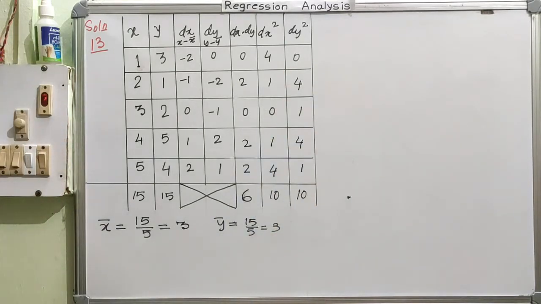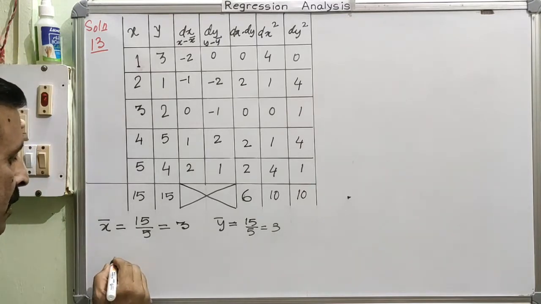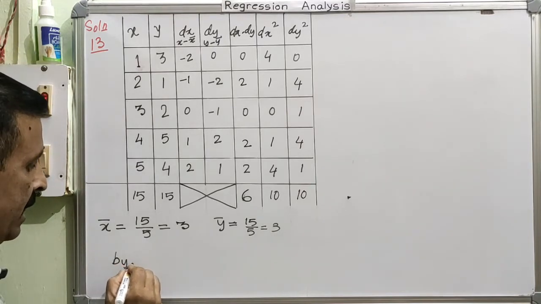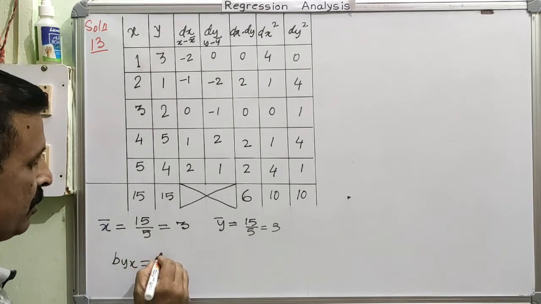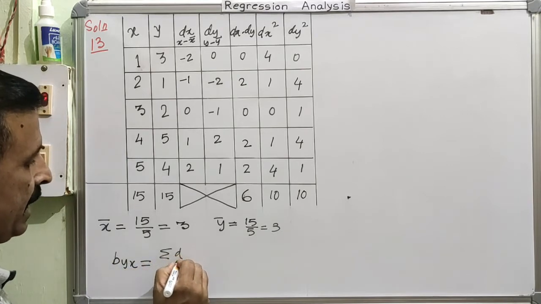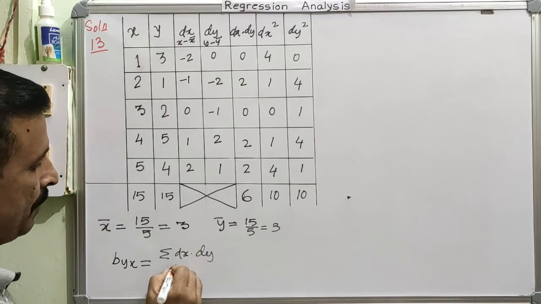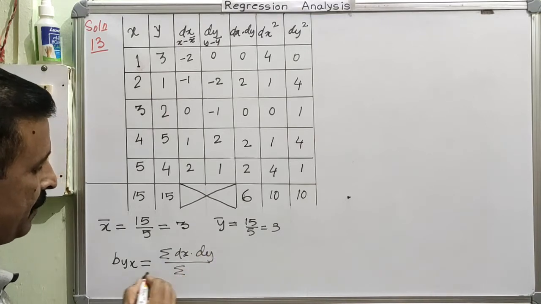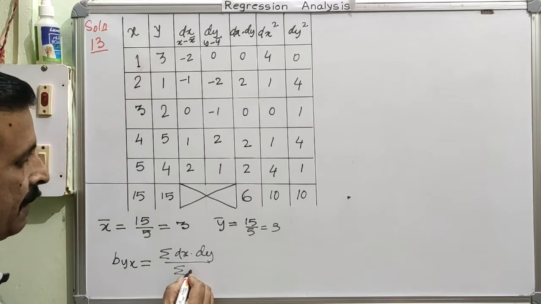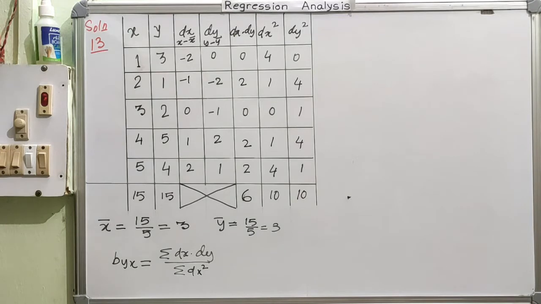Am I understood? Now after this, since we have to find out the correlation coefficient, the first thing we have to find out is the regression coefficient. So let us calculate the regression coefficient of y on x, byx, which is equal to the summation of the product of dx into dy divided by the summation of dx square.